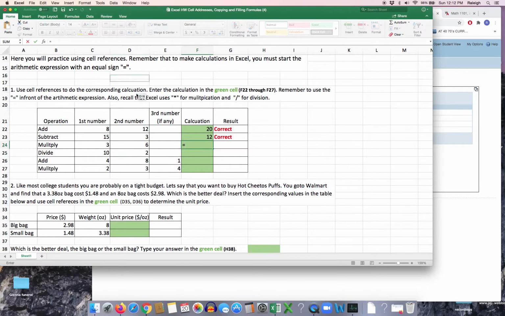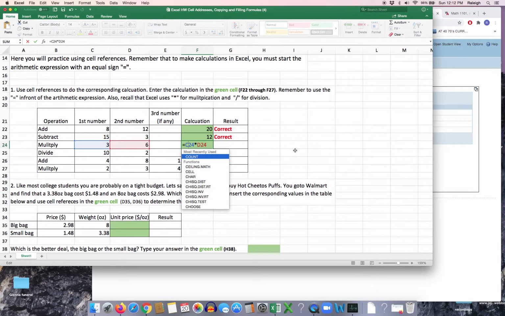C24 times D24. And I better make that a capital. I'm not sure it'll understand if it's a lowercase. I don't want to take a chance. So then I'm just going to hit return. And yes, 3 times 6 is 18.